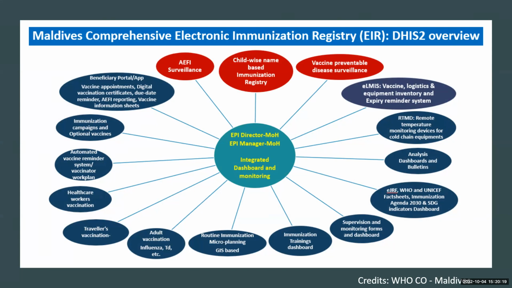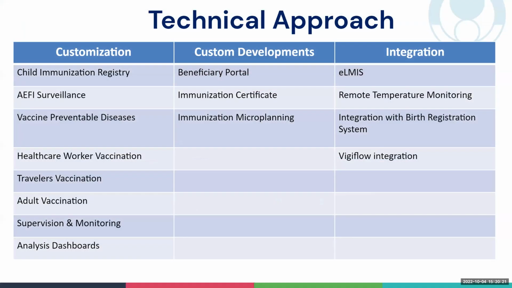Now, if we just focus on the technical approach that we took, most of the requirements that we had in the previous diagram, we could just directly adopt the DHIS2 metadata packages, for example, the EIR, the AFI, the vaccine preventable diseases. So you have packages, and we mostly use them. And then for some of the requirements around travelers vaccination and supervision monitoring, we could customize DHIS2 to cater to the requirements.